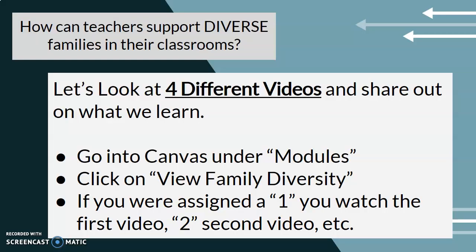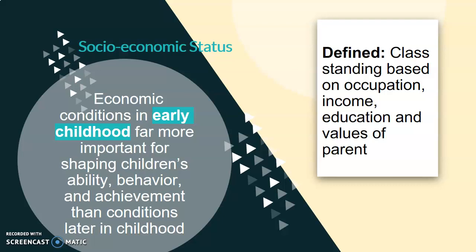We're also going to look at 4 short videos after this that are less than 5 minutes, 2 to 4 minutes, I believe, on family diversity and being responsive to different family types as teachers. And we're not looking just at cultural diversity, but we're also looking at socioeconomic status. And socioeconomic status, or SES, is defined as class standing based on occupation, income, education, and the values of the parent.